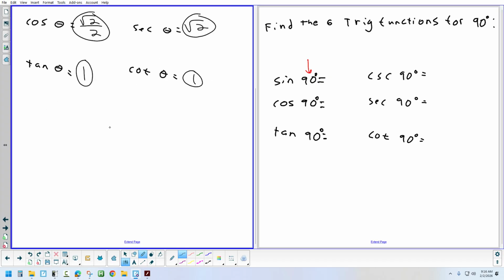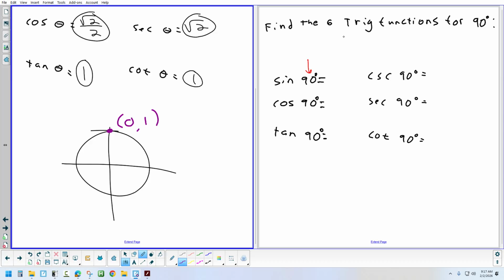Okay, so now we got to think about 90 degrees. So think about your circle. Where's 90 on the circle? It's at the top. So now you have to remember the coordinate when you are at the top. And that's why I showed you what we just did before. What was the coordinate at the top? 0, 1.